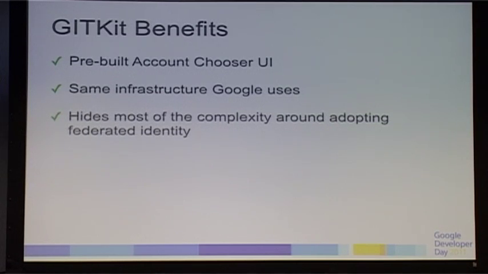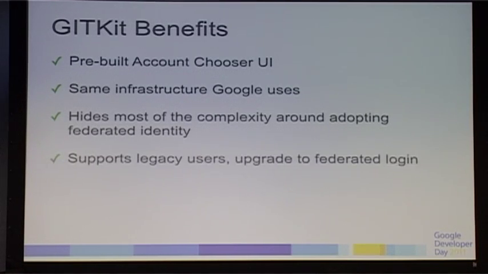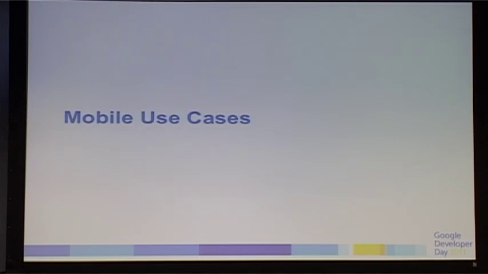And it hides most of the complexity. You get this REST-based API, you get this JavaScript and CSS and all that makes it easy to implement. And it supports those legacy users. This is a key requirement from a lot of the big websites we work with. They still have users that have passwords and they want to support it. And like I said, libraries for various languages.